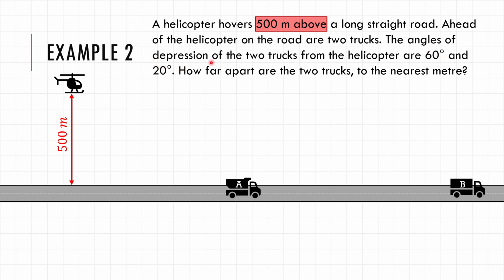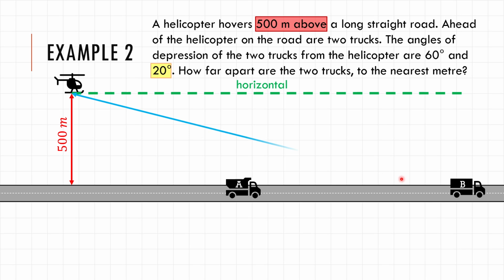Now remember, an angle of depression is, imagine the helicopter was looking straight horizontally, and we rotated to look downwards. That's the angle of depression, and that angle should be 20 degrees. So from the helicopter, if we look straight at this truck B, the angle that we have created between that line of sight and the horizontal is 20 degrees. And very similarly to the other truck, it's 60 degrees. So just like that, that angle would be 60 degrees. We can use this information to find out how far apart these two trucks are to the nearest meter. If you'd like, you can pause the video here and see if you can figure that out for yourself.